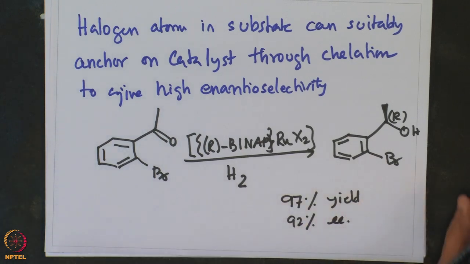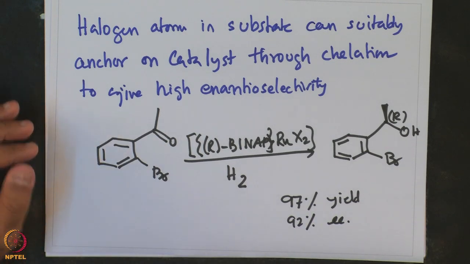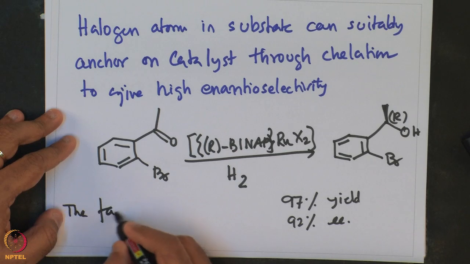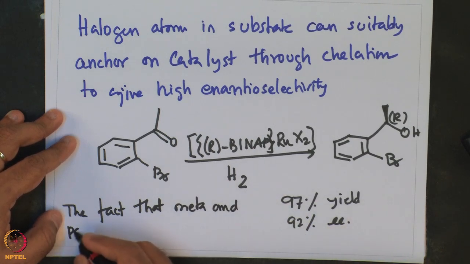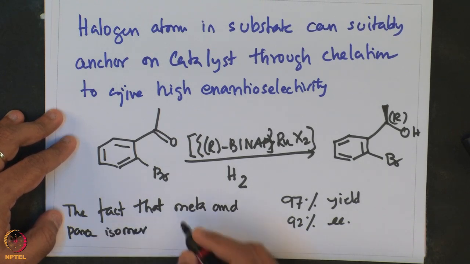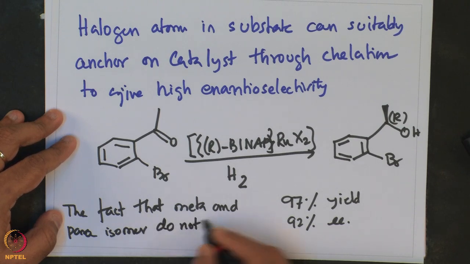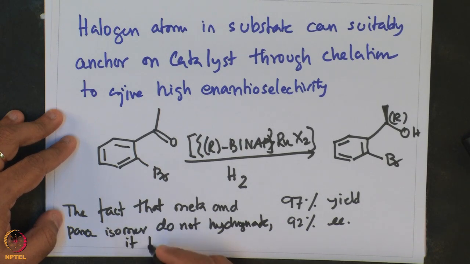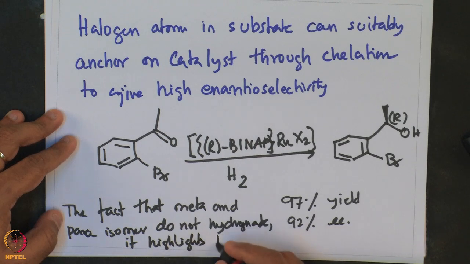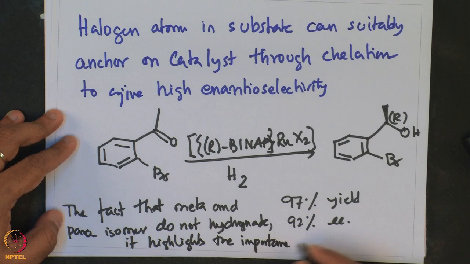Now, the fact that only the ortho halo substrate undergoes hydrogenation, and the para and the meta isomers do not give hydrogenation, underscores the importance of chelation in being able to hydrogenate. The fact that meta and para isomers do not hydrogenate highlights the importance of chelation.